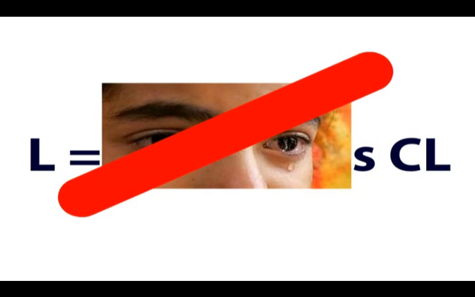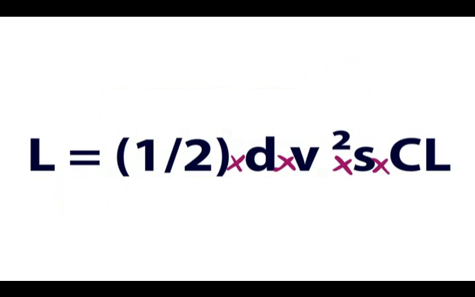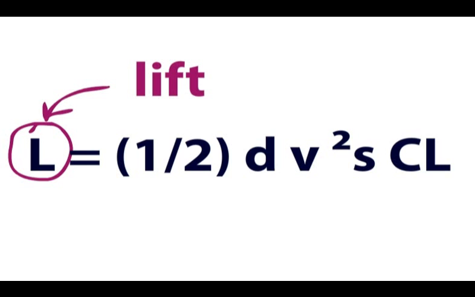We could also write the formula like this: half, multiplied by d, multiplied by v squared, multiplied by s, multiplied by cl. But writing it this way saves space, and makes it look more sciencey. This, L, stands for lift. It is what we are trying to find out.